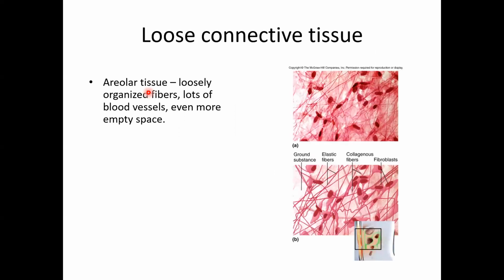Here is areolar tissue. In areolar tissue, the fibers are not very organized. There's lots of room for blood vessels to go through here and lots of empty space. Connective tissue, unlike epithelial tissue, is typically vascular, meaning there are blood vessels going through it. Now, there are exceptions. Obviously, blood does not have blood vessels going through it. It is blood. And cartilage is also avascular. But because we've got space here, we've got lots of space for these blood vessels.